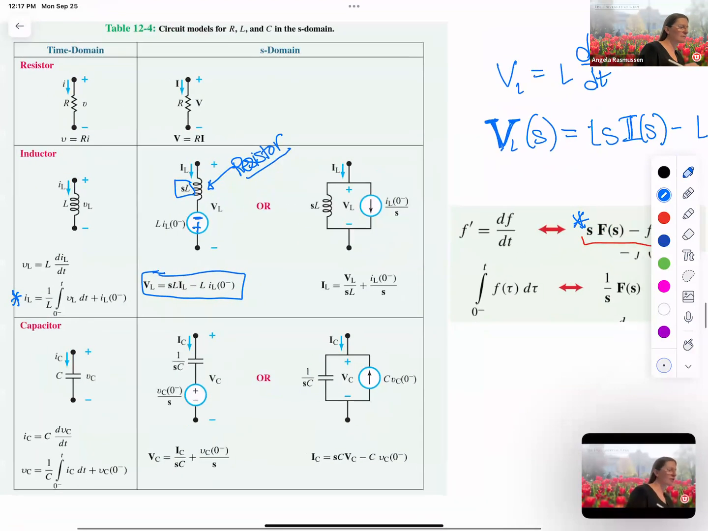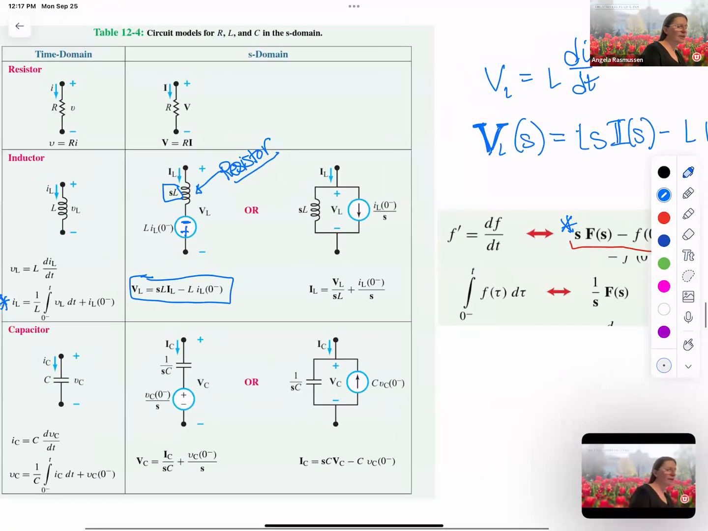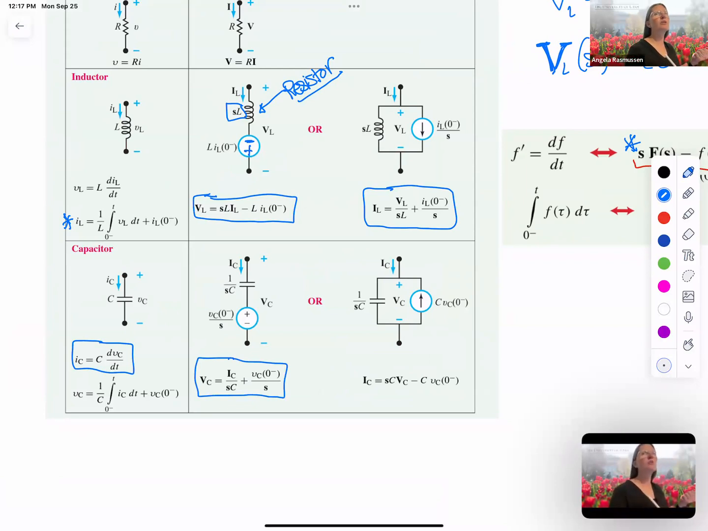This is an integration. And so the integration gives me this form. So depending on what I'm trying to find with these elements, I can use either one. Same thing with the capacitor. I start out with the equation, and that changes into an element that can be treated like a resistor with value 1 over CS, and then the initial value over S. And in this case, it's a plus, so I have the positive on the top.